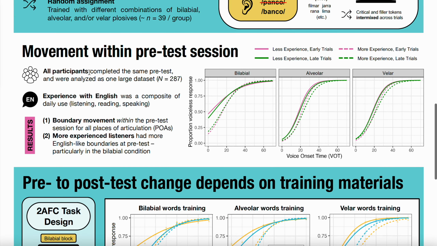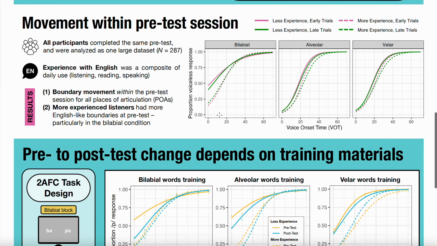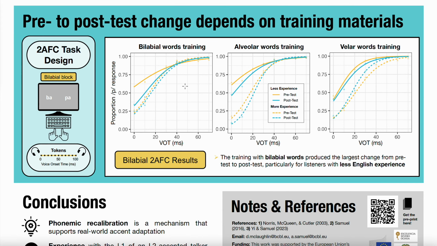If we look at just the pre-test data before participants get any of the training with the words, what we see is actually rather interesting. Here I am showing you more versus less experienced multilinguals. This is experience with English, specifically the type of accent. If you compare the solid versus the dashed lines, you can see that the more experienced listeners in the pre-test session already have a more English-like category, which would be towards the right here. Also, within this pre-test session, all participants seem to move their categories a little bit to the right, which is also quite fascinating.